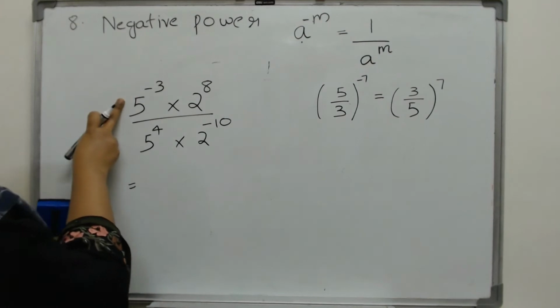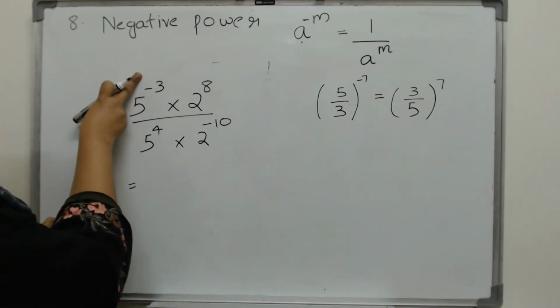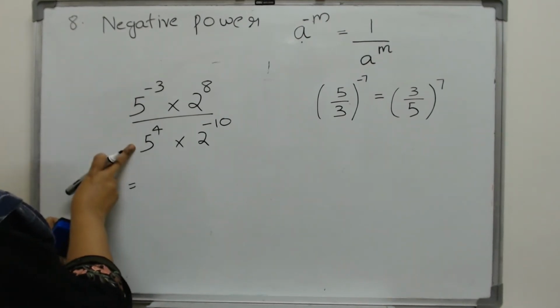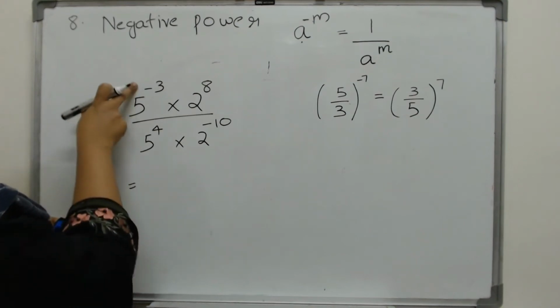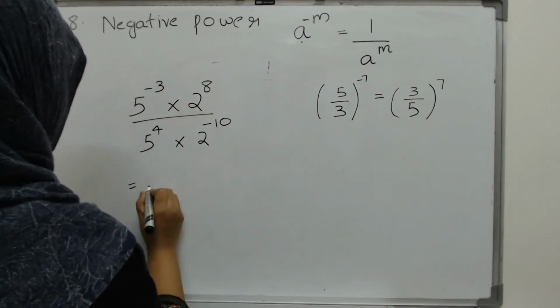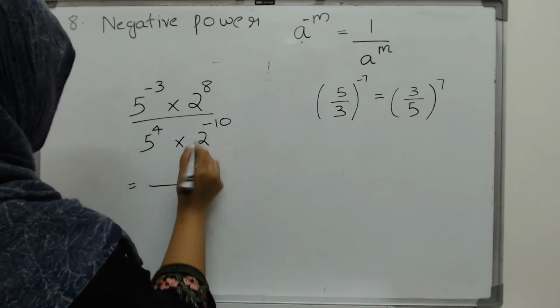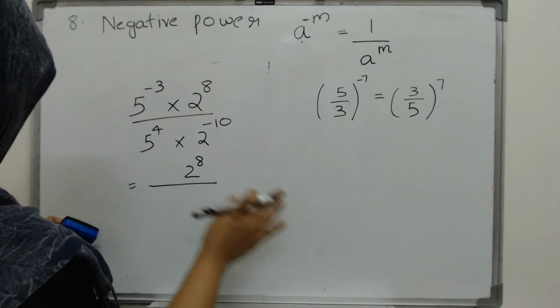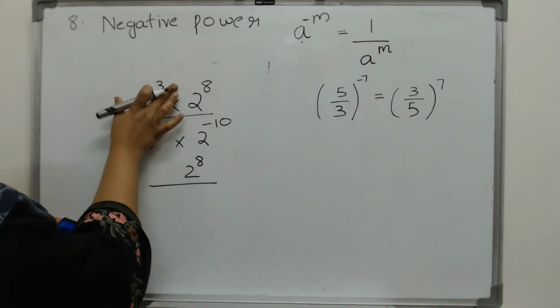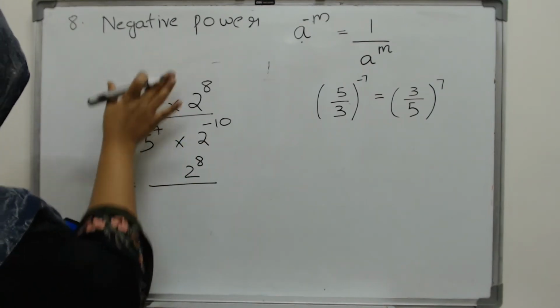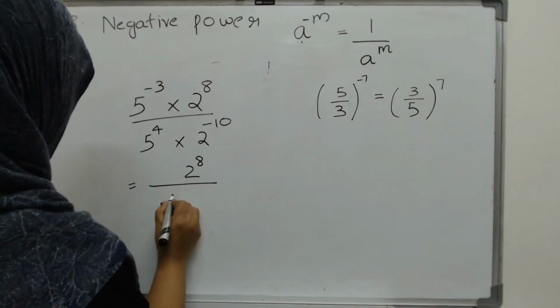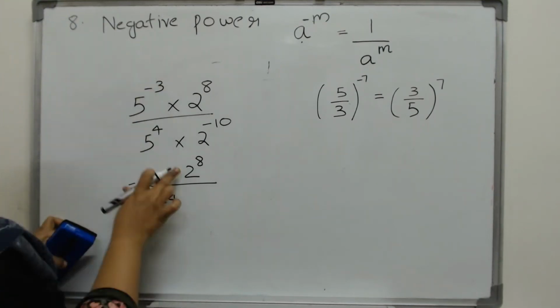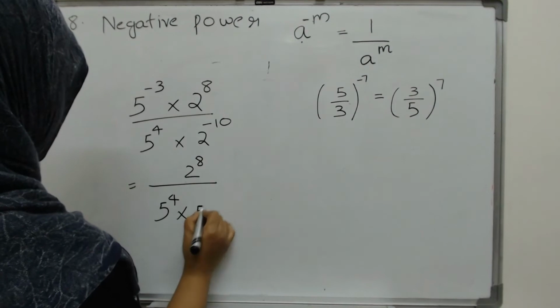So now what do you have here? 5 raised to minus 3, and in the denominator you have 5 raised to 4. How do we get rid of this? This we will write as it is. This is a positive power, right? So we don't have to worry about it. How do we make this into a positive power? Bring it down. So you already have 5 raised to 4 here. Bring this down. Then you have 5 cube.